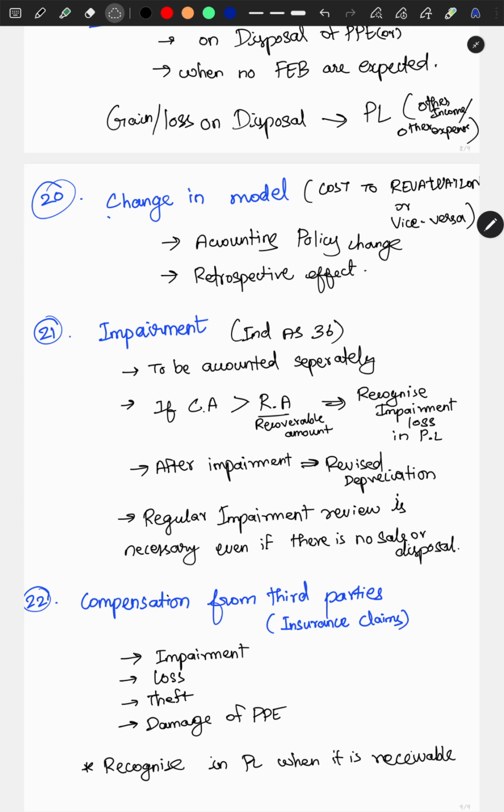Okay, there is another concept called compensation from third parties. Let's say at the time of disposal, if some fire happened or some theft or loss, or because of impairment, or if any damage happened to the PPE, then we might claim some insurance claims. Compensation on these claims from third parties will be recognized in P&L when it is receivable. We should not adjust it with the loss on the PPE or something like that. It has to be accounted separately.